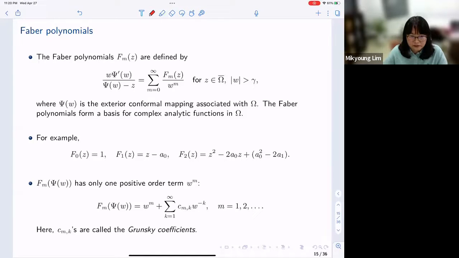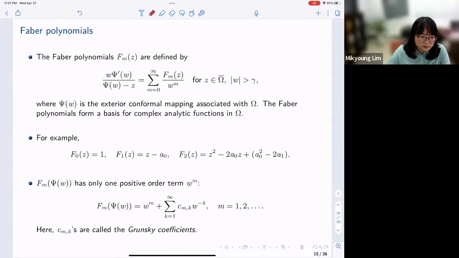And the Faber polynomials form a basis for complex analytic functions in omega. And there are several examples here. F_0 is just the constant 1. F_1 is a first order polynomial. The leading coefficient equals 1. And F_2 is a second order polynomial. And you see that the coefficients of F_2 are from A_0 and A_1. So that holds for general m. So for F_m, the coefficients are from A_0 to A_{m-1}.